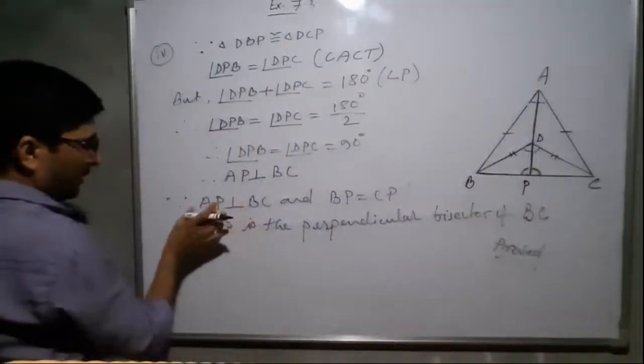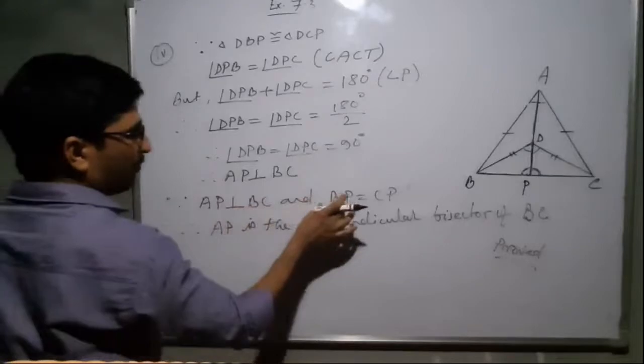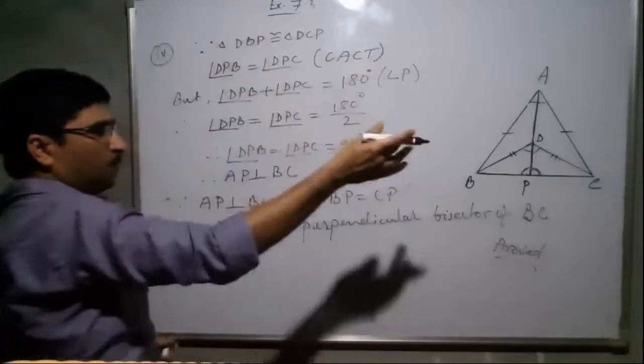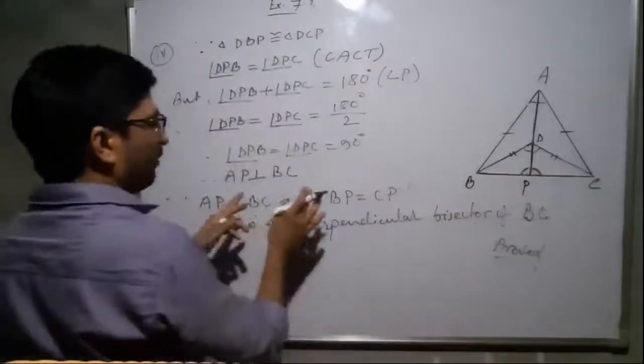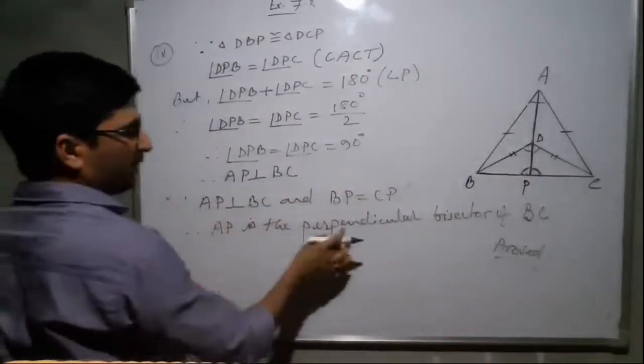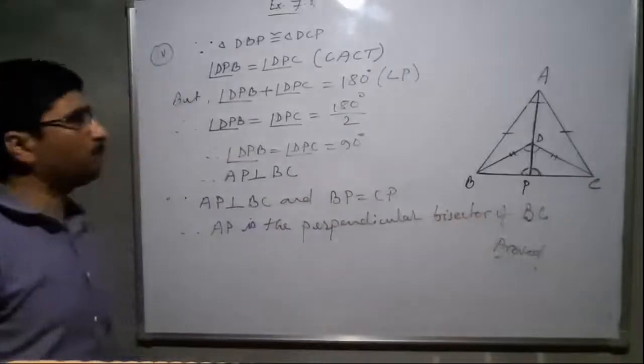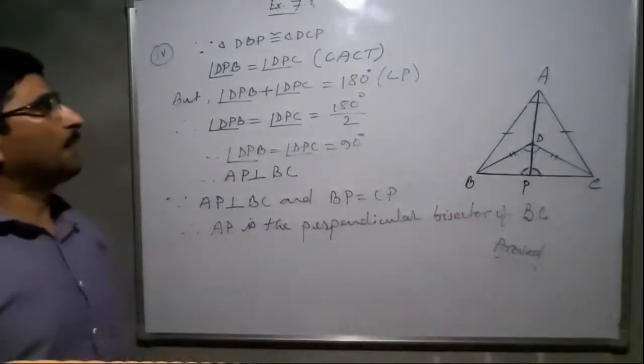Okay, now since AP is perpendicular to BC and also BP equal to CP, from 2 we have got CSCT, BP equal to PC. Now perpendicular and bisector. Therefore AP is the perpendicular bisector of BC. This is the whole proof we have completed.